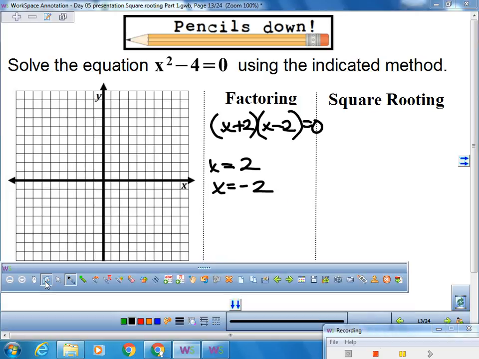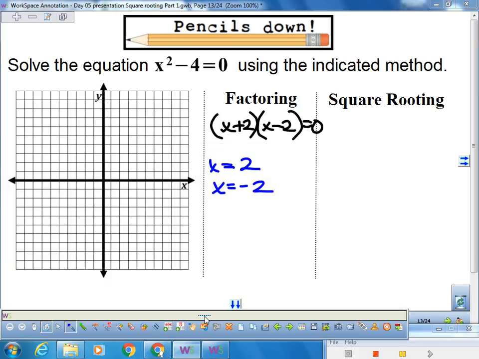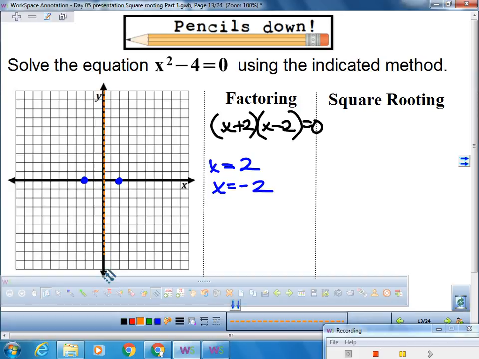I should have been writing these in a different color. All right, so let's put them in a different color. So I have 2 and I have negative 2. What's my axis of symmetry? 0. Right in the middle. My axis of symmetry is 0.